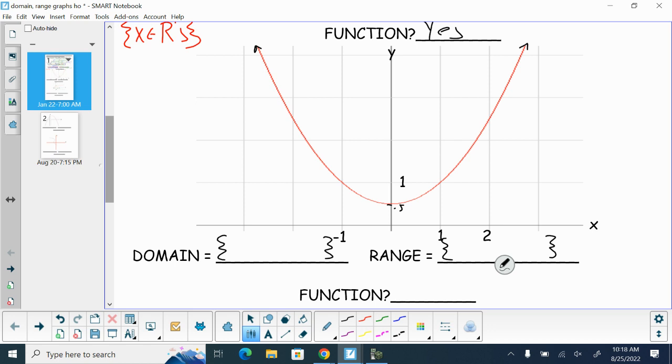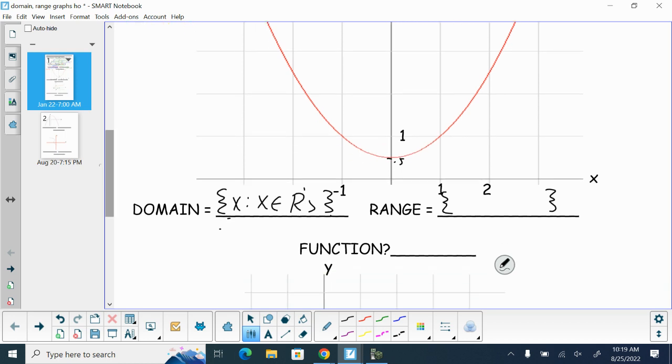All right, take a look. Domain, Nick, what do you have for the domain? X such that x is a member of the real numbers. Can I get a set of values? Get your braces in there. Need to make sure you get your set of values in there. That is your domain because we extend that way, we extend that way, so we do the whole number line with the x. Range, what's our y values here?